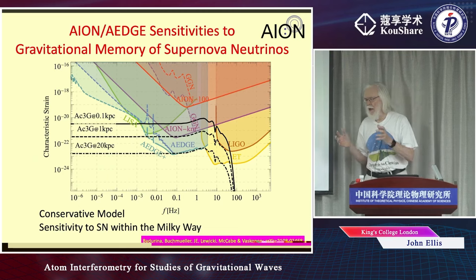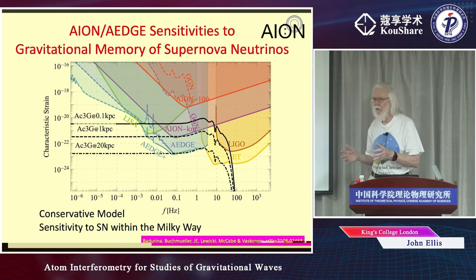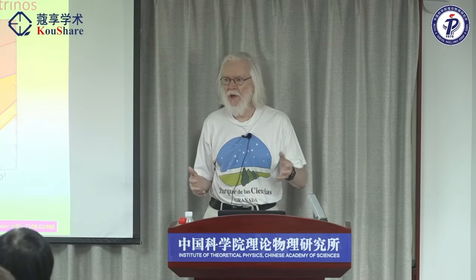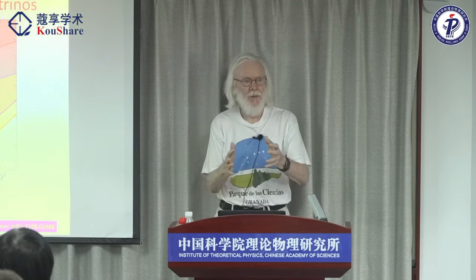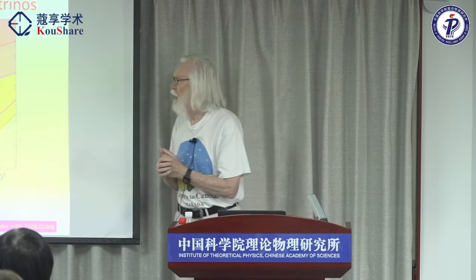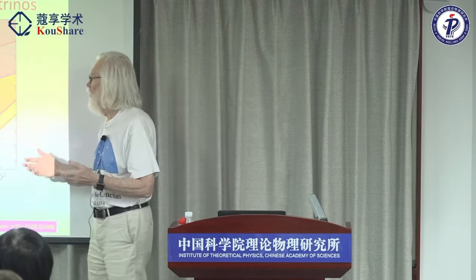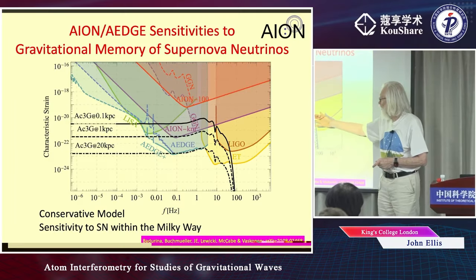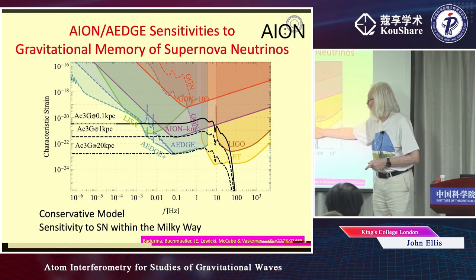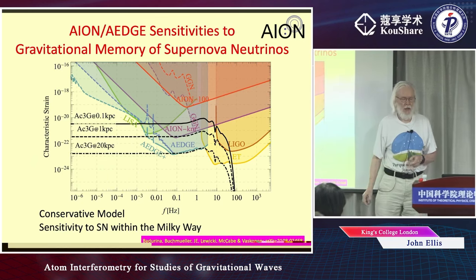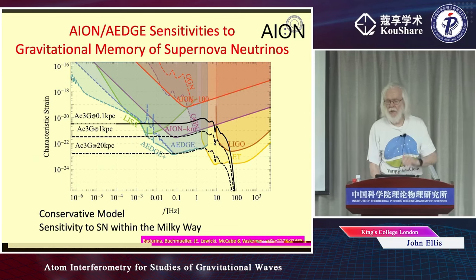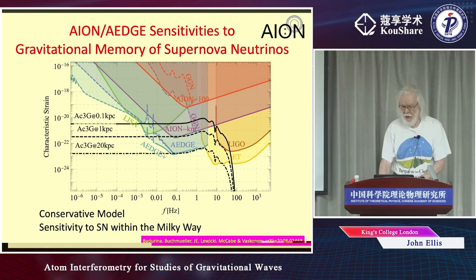If you have an anisotropic supernova, then it emits gravitational waves. And after the gravitational wave passes, everything moves. And this is something that you can detect with, for example, an atom interferometer. And the characteristic frequency for that is around 1 hertz to 0.1 hertz, and that's something to which we're sensitive, of a supernova explosion within our galaxy.